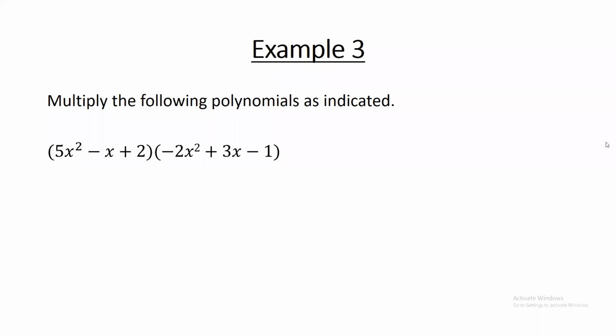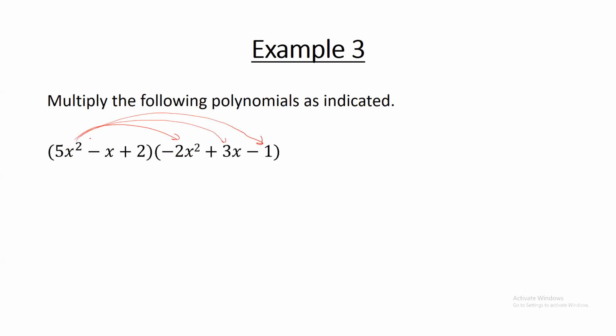Now let's try a more complicated multiplication problem. Notice that now each polynomial has 3 terms when we're multiplying, which is not a big deal. We just multiply every term in the first polynomial by every term in the second polynomial. The procedure hasn't changed, it's just that we have more stuff to multiply.